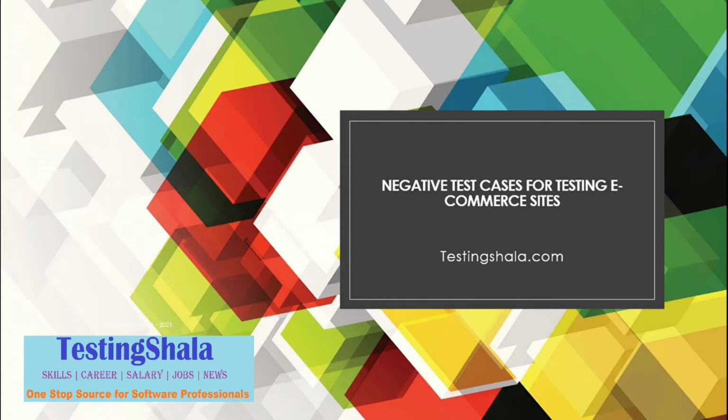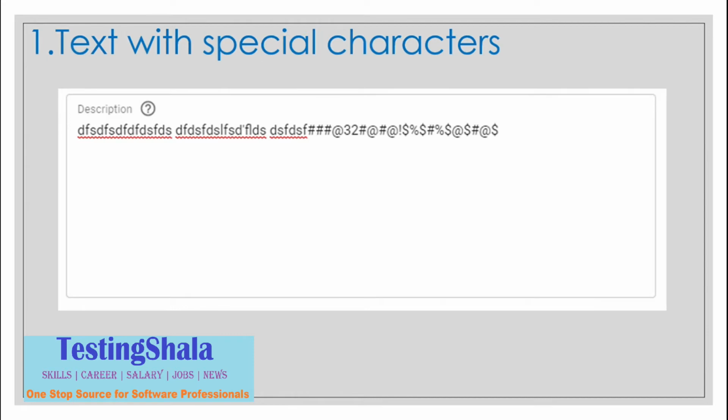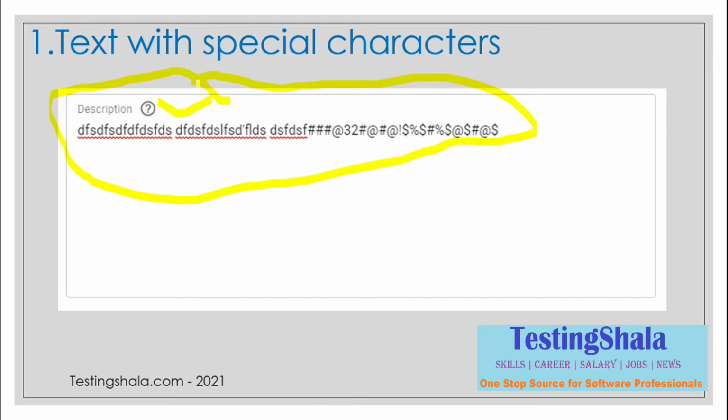So let us move on to understand the first one, where we'll be testing the text with special characters. Let's say a description is allowing any special characters, then it should allow. Then certain text fields don't take any special characters. Based on the requirements you have in your application, you should validate whether you should accept the special characters or not. That kind of test cases you should validate.